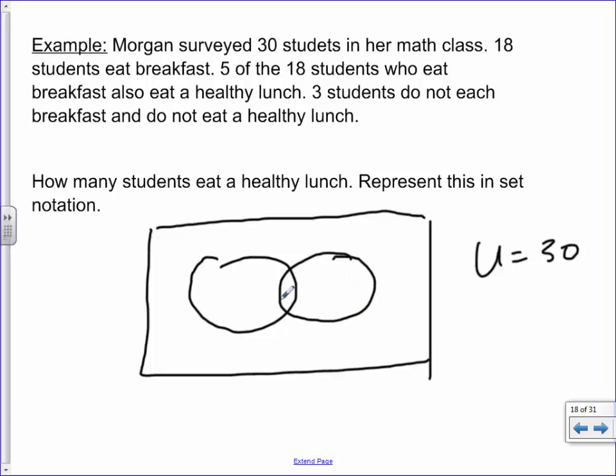Good job. All right, so here's breakfast, and here is a healthy lunch. Not just a lunch, but a healthy lunch. Let's try to represent this sort of information here. If 18 eat breakfast, that means that this whole circle right here is 18 people. Does that make sense? So I could say that the number of people who eat breakfast is 18.